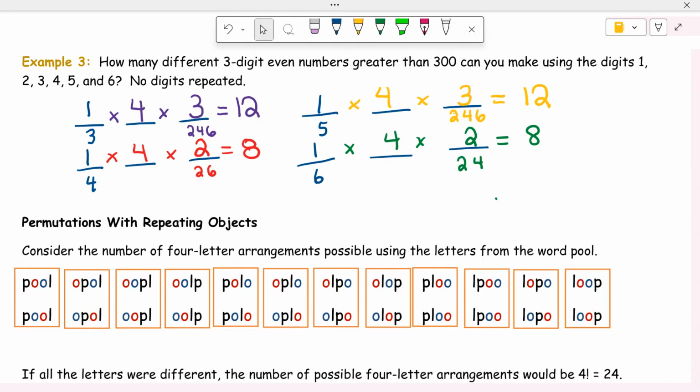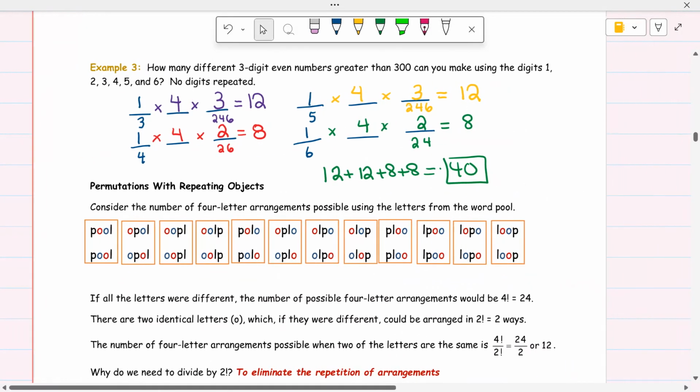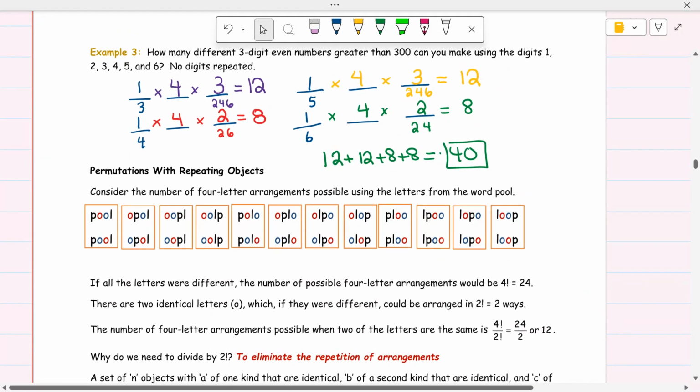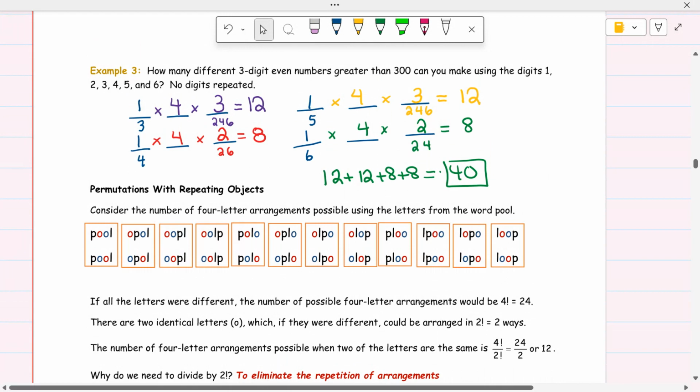Okay. All right, so let me just finish this. So 40, right? Different numbers that are even, greater than 300 using those digits. All right, so last little thing for restrictions that I'm going to show you guys.